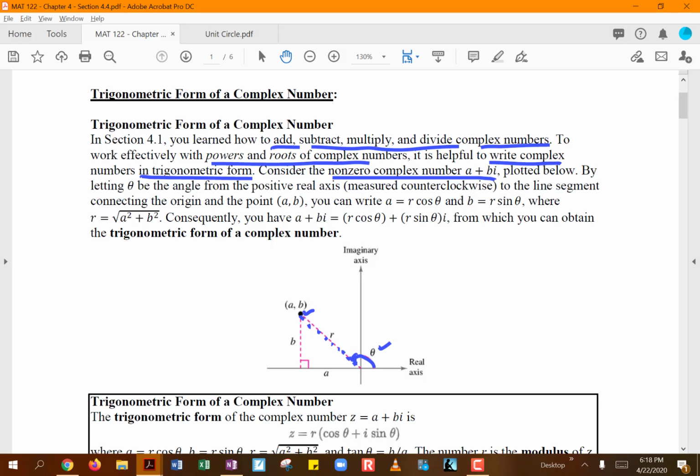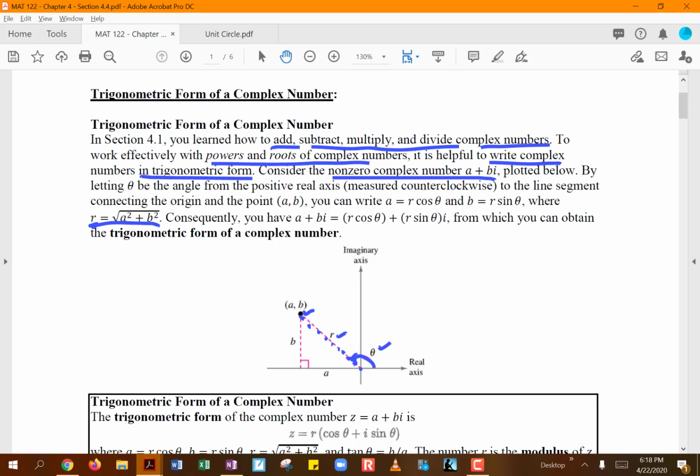And then basically they are saying that using this information of angle theta and this distance of the line segment going from the origin to the point (a, b), which we're calling distance r, that r can be defined using your absolute value formula that we saw in section 4.3. Or if you think of this as forming a little right-angled triangle, then the definition of r can also come from the Pythagorean theorem. So r is defined as the square root of the quantity a squared plus b squared.